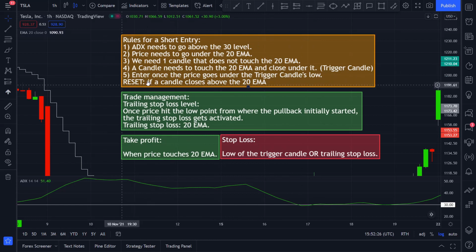Here is also a reset. If a candle closes above the 20 EMA after the trigger candle, we have to look for another trigger candle and we can't enter that position.